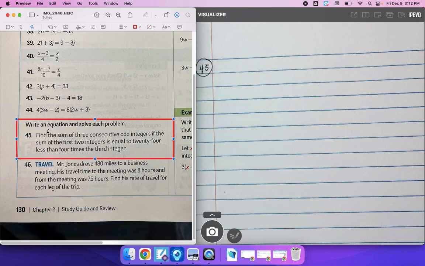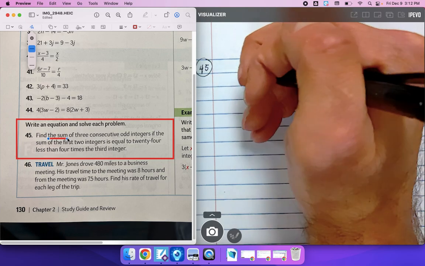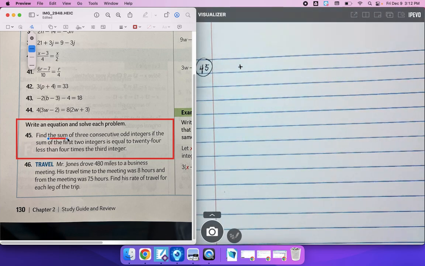Find the sum of 3 consecutive odd integers if the sum of the first 2 integers is equal to 24 less than 4 times the third integer. So it's a mouthful. But if I only focused on the word sum, this could be a nice starting point. So I know I have to add 3 consecutive odd integers.